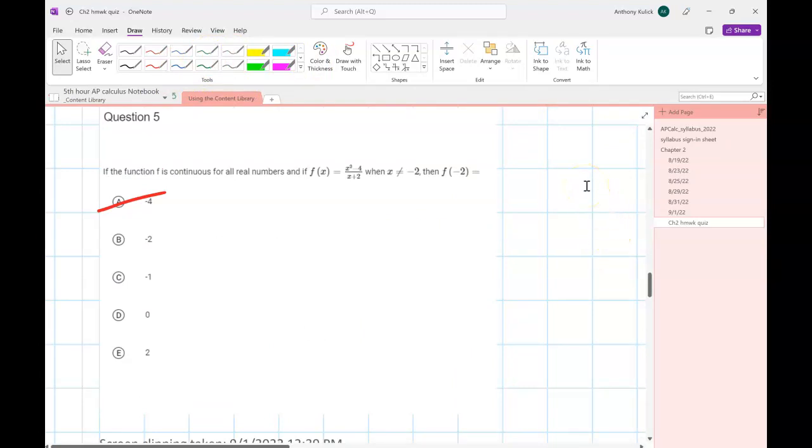Says if the function f is continuous for all real numbers, and if f of x is equal to some expression when x is not equal to -2, and then f of -2 would have to be. So again, this should look like a removable discontinuity thing that you would have remembered from your Algebra 2 class.